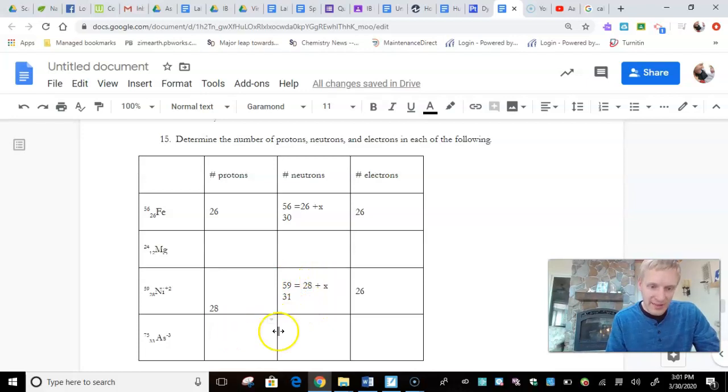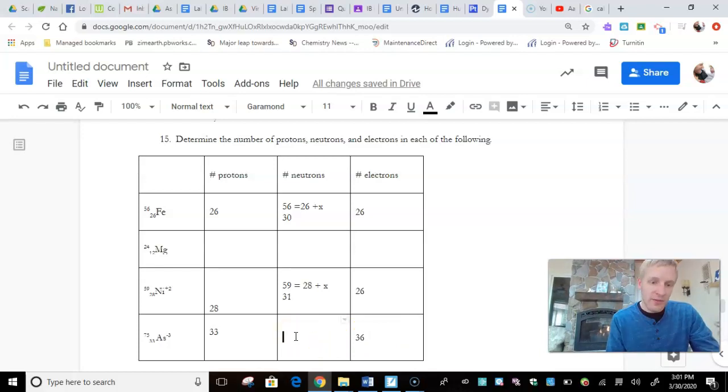Alright, let's do one last example and then call it a day. That looks like a 33 at the bottom. That's my atomic number, which is my number of protons. And I got a 3 minus for a charge. That means my electrons, I have 3 more electrons than I normally should have. So that's going to be 33 plus 3 is 36 electrons.